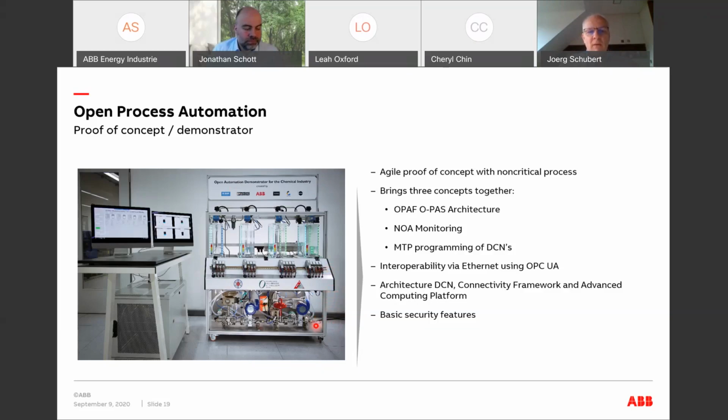And when it comes to the architecture that Jonathan has shown before, you would see DCNs down here from a third party. You see connected field instruments down here. You see a PC environment with virtual distributed control nodes, DCNs, up here. And you see the HMI portion of it. So it's a little demonstrator for a chemical application.